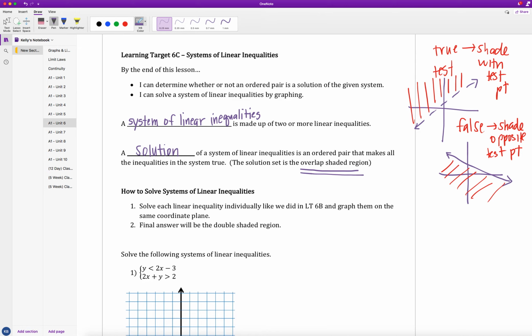So how do we solve a system of linear inequalities? Our first step is to solve each linear inequality individually like we did in Learning Target 6B. But what we're doing now is graphing them on the same coordinate plane. The reason being is we want to see where their answers overlap, because a solution is what makes both of the linear inequalities true. So our final answer will be where the double shaded region is.